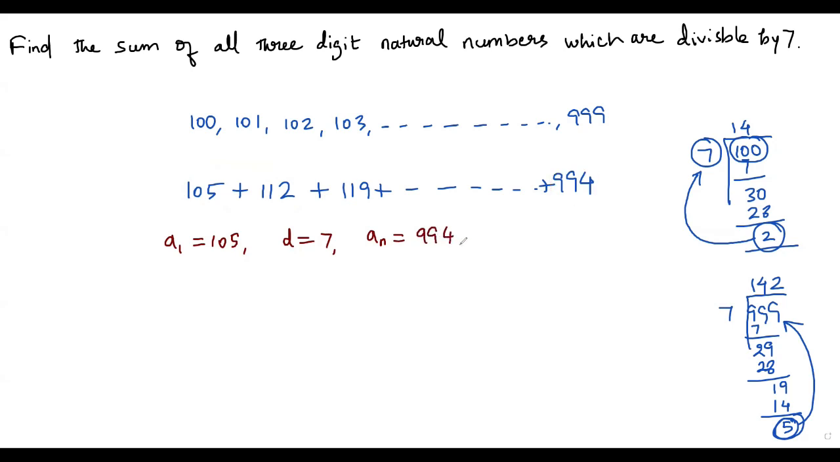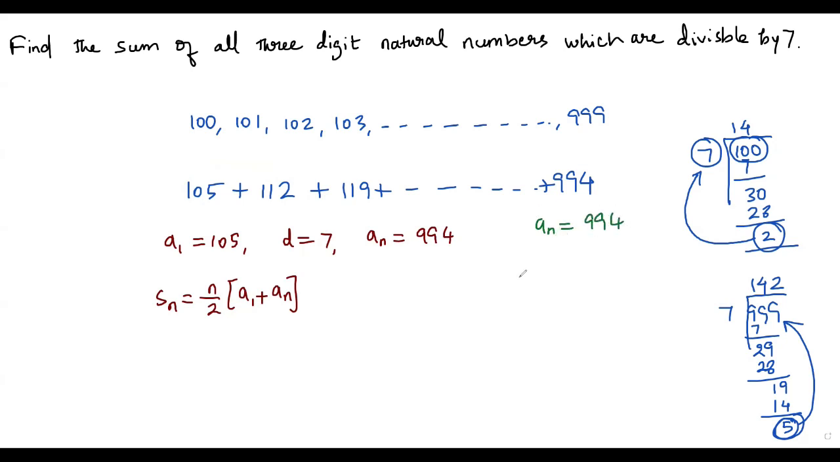Okay, let me write it. And there is a formula to find the sum of the terms in an arithmetic series. That is Sn equals n divided by 2 times (a1 plus an). Now what we need is the value of n. N represents the number of terms in this arithmetic series. So here we know that an is equal to 994. Let me write it. An equals 994. Actually, an represents the nth term.